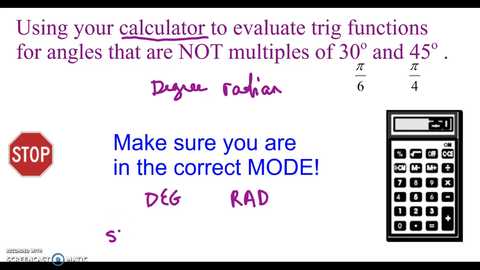So if you are asked to find the sine of 217 degrees, you obviously want to be in degree mode, and you can just punch it in. If they ask you to find the tangent of 3.21, there's no degree symbol, so that's 3.21 radians. So you'd want to make sure you are in radian mode.